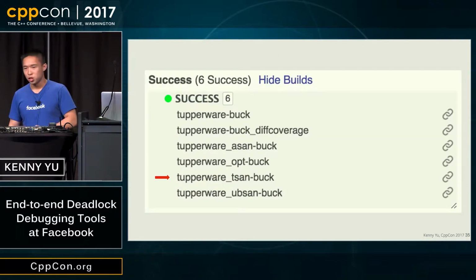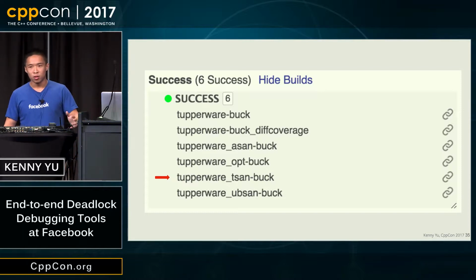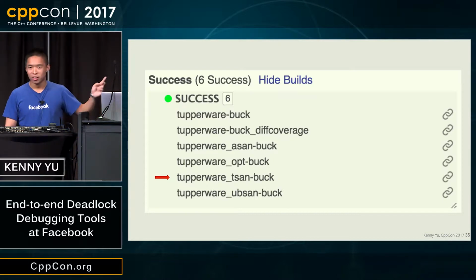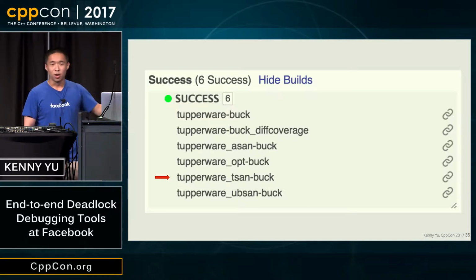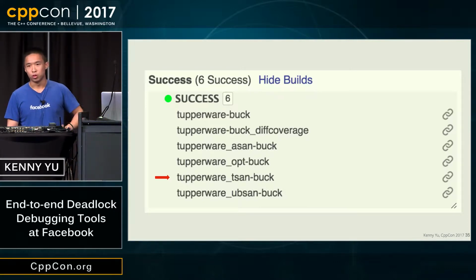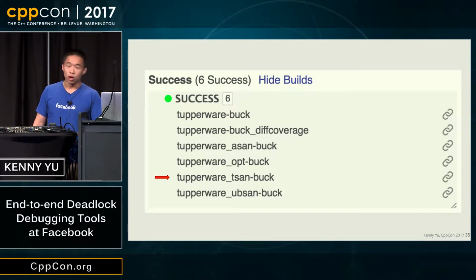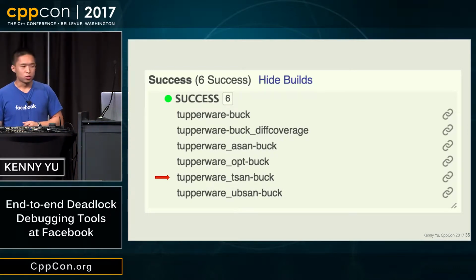So every time an engineer at Facebook sends a change for review, our continuous integration system will build and run all affected tests in all different build modes, including sanitizers. I happen to work on a project called Tupperware, and each of these lines represents a different build mode of my project, and all tests have passed in those different build modes. The one in red is TSAN, or thread sanitizer. Engineers will wait for all the builds and tests to pass before landing their changes, and this will help prevent new regressions in trunk.